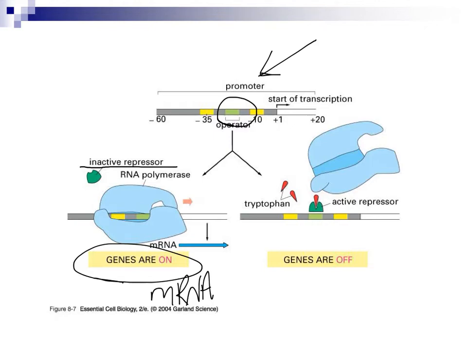Now, if you look at the right-hand side, the repressor is now active. Well, what made it active? Over here, the little molecule in red is called tryptophan. So tryptophan, when bound to the repressor, activates it. Now, why does that make sense? What was the purpose of this particular gene? Why did you want to transcribe this particular gene? Well, it was to create tryptophan, that exact same molecule.